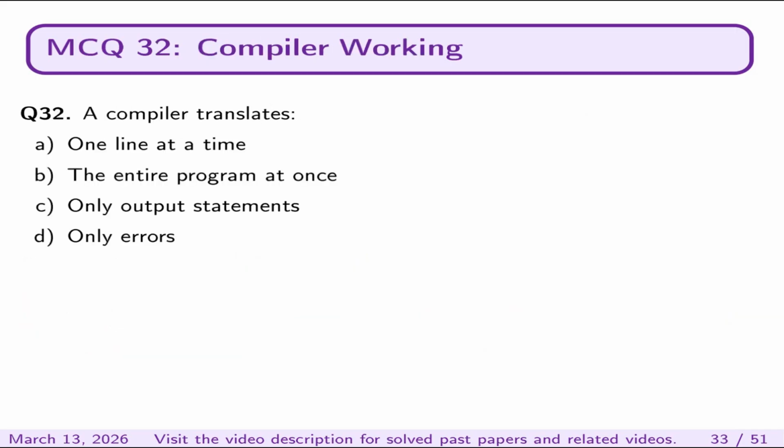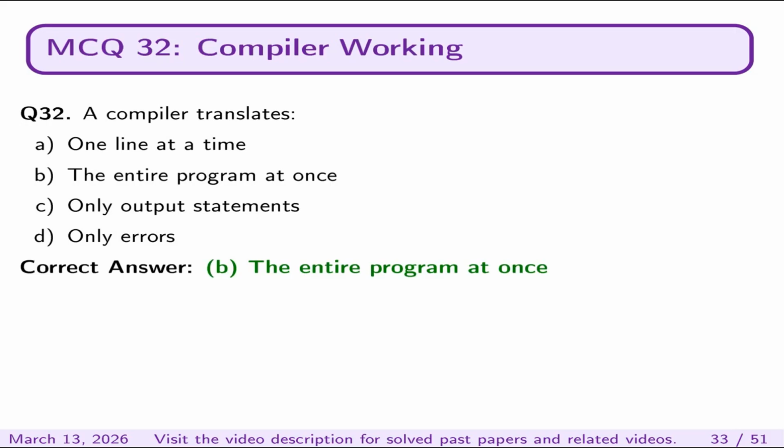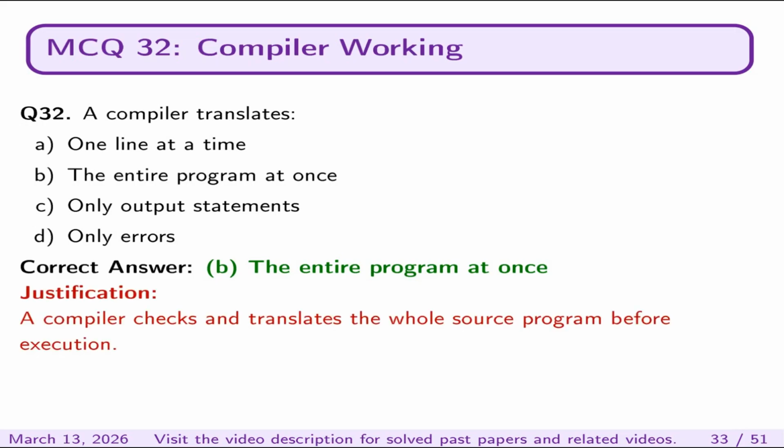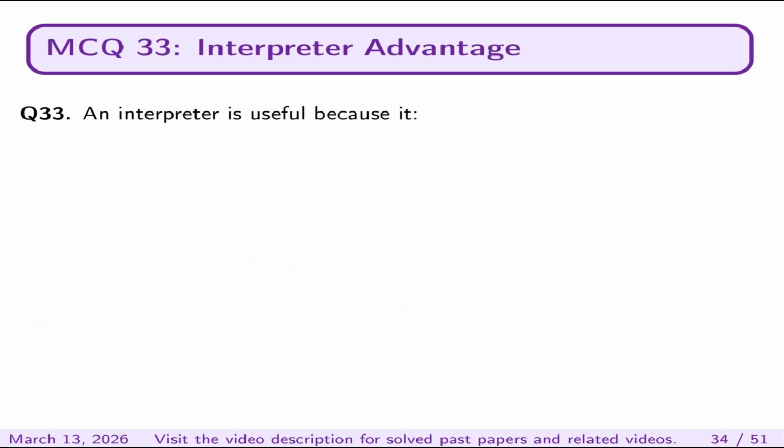Question number 32. A compiler translates: one line at a time, the entire program at once, only output statements, only errors? The correct option is the entire program at once. A compiler checks and translates the whole source program before execution.